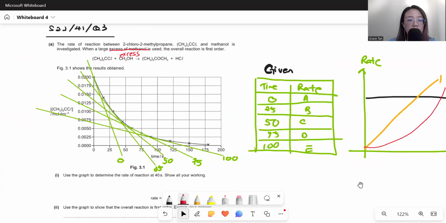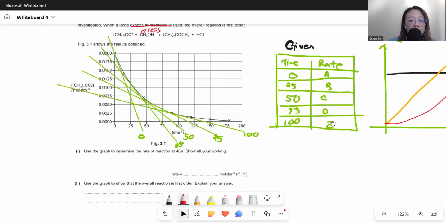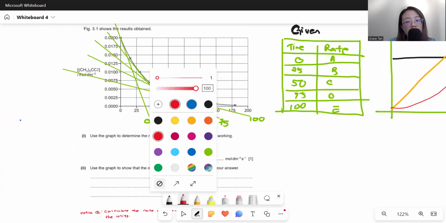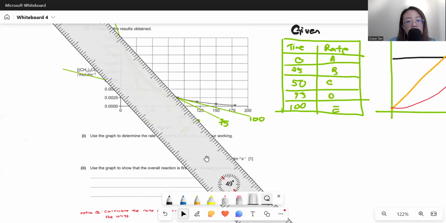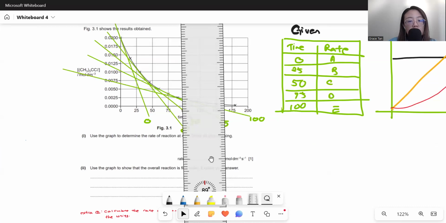B, the second option is you do half-life. First we answer the question: use the graph to determine the rate of reaction at 40 seconds. For the sake of answering this question, I need the ruler. So let's just approximately gauge. We just want to know the way to go about it.